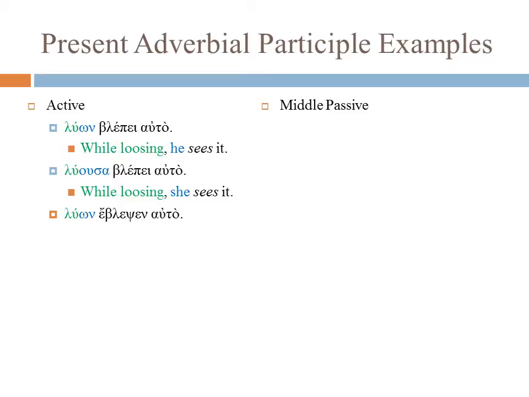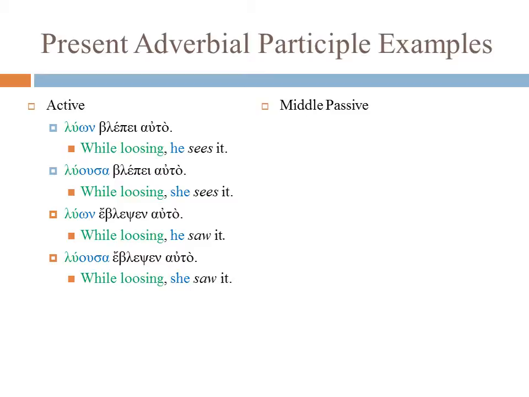Luon eblepsen ata. So, even though eblepsen occurs in the past, luon is still continuous. While loosing, he saw it. Or we could say, while he was loosing, he saw it. Lukusa eblepsenata, feminine. While loosing, she saw it. The middle passive, that amen, amen, before the ending tells us middle passive.